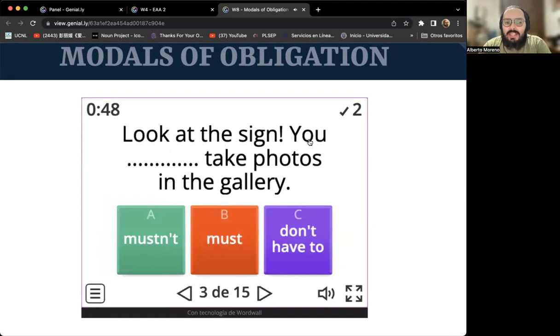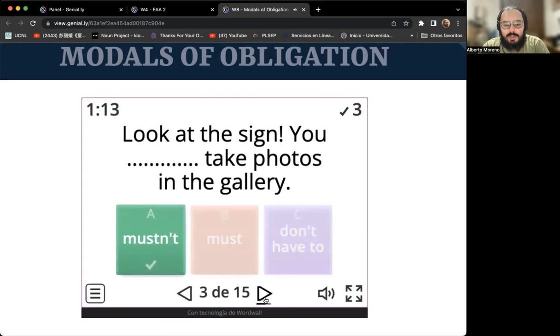Look at the sign. You take photos in the gallery. Mustn't, must, or don't have to. Dice, mira el letrero. Tomar fotos aquí en la galería, ¿no? En el museo. It's forbidden. You mustn't. Está prohibido. Muy bien.